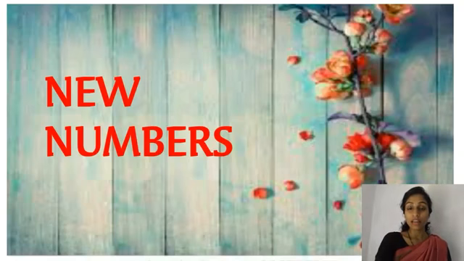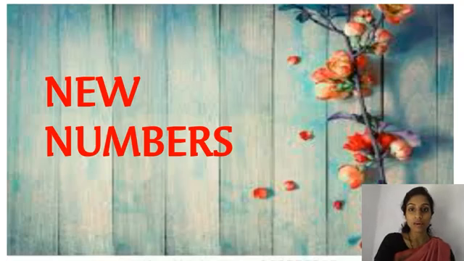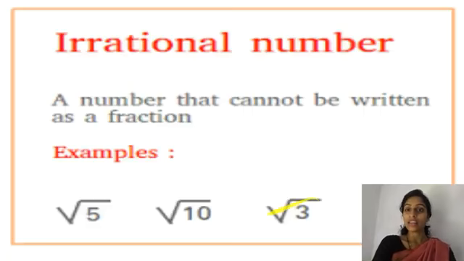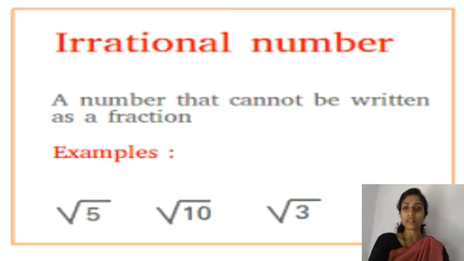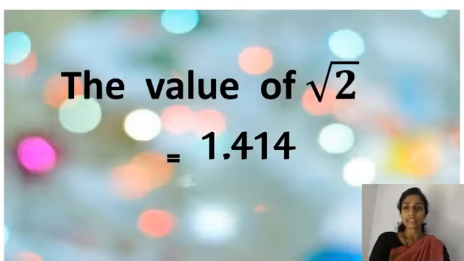Yes, we were studying about the value of root 3. And all these numbers, root 2, root 3 and root 5, all these numbers are what type of numbers? Yes, they are irrational numbers. And today we are discussing about the perimeter of irrational numbers.